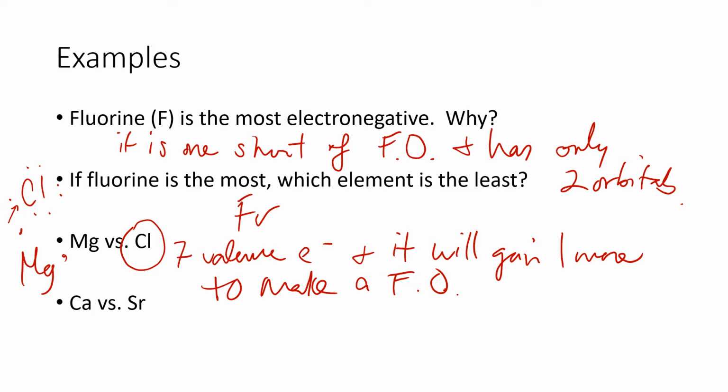Calcium and strontium, which of the 2 is more electronegative? These are both in the second group, and they're also alkaline earth metals. So calcium or strontium, which is the one that's going to gain more electrons easily? I know they're metals, so they're not going to, but of the 2, it's going to be calcium. It's slightly more electronegative because it has the lesser amount of orbitals.